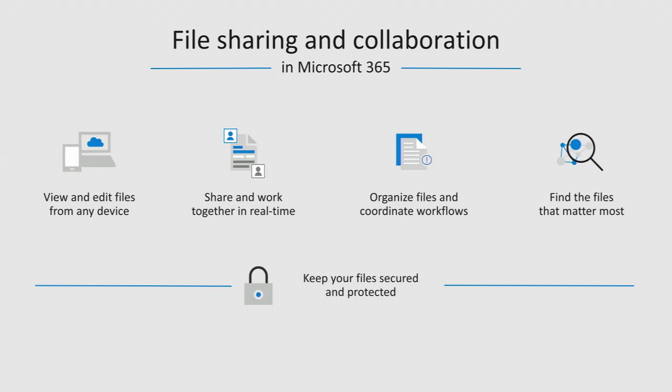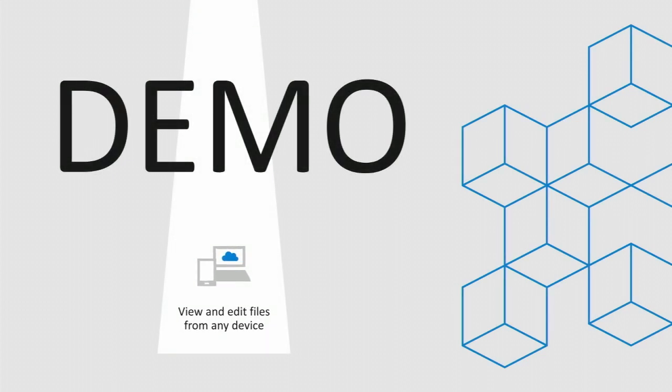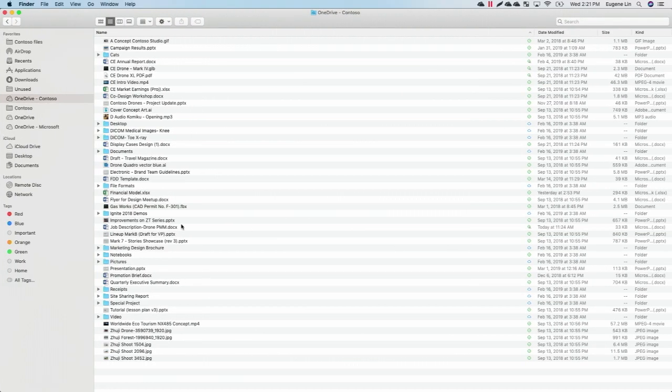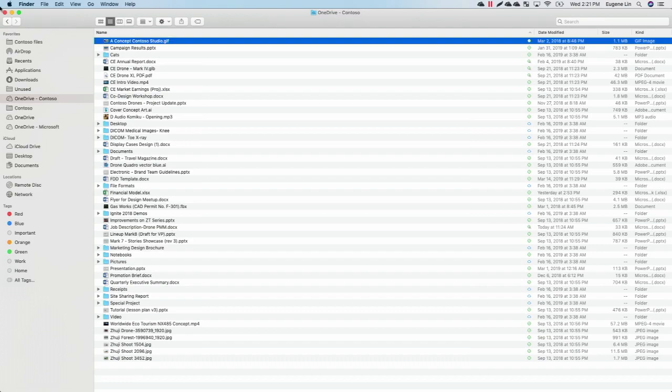So now, with that, I want to start getting into some demos because there's a lot of stuff to show today. So we're going to start by showing you how you can view and edit files from any device with OneDrive. So I'm going to switch over here, out of presentation mode. Where is my cursor? Here it is.